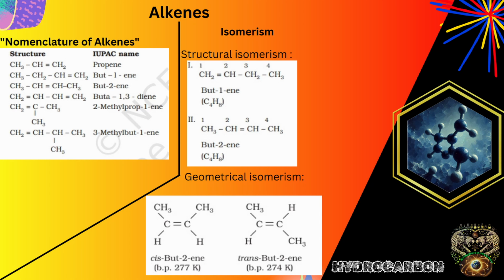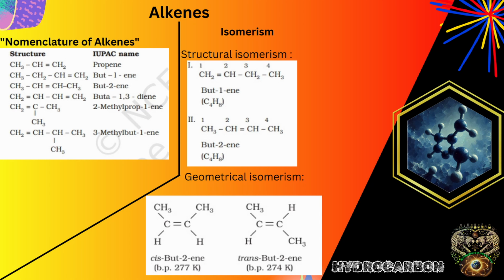The IUPAC naming system for alkenes follows a straightforward process. First, identify the longest carbon chain containing the double bond. Next, number the chain to give the double bond the lowest possible position. Finally, replace the suffix "ane" with "ene".